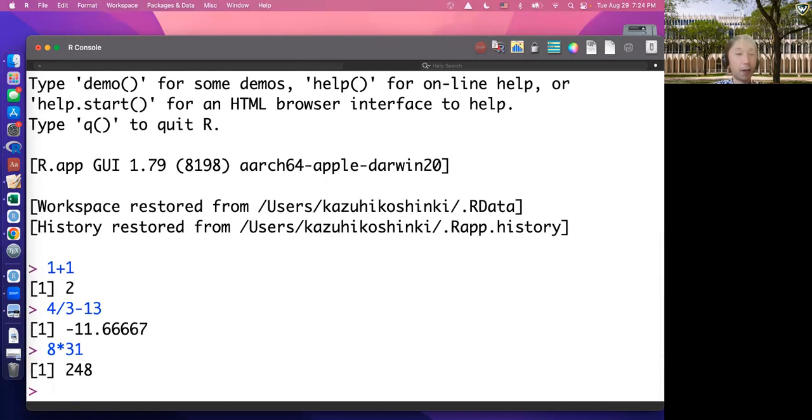So this is how R works. It works as a calculator. Sometimes I have to calculate something, and I always open R to calculate it. Okay, so then other basic functions and basic operations.